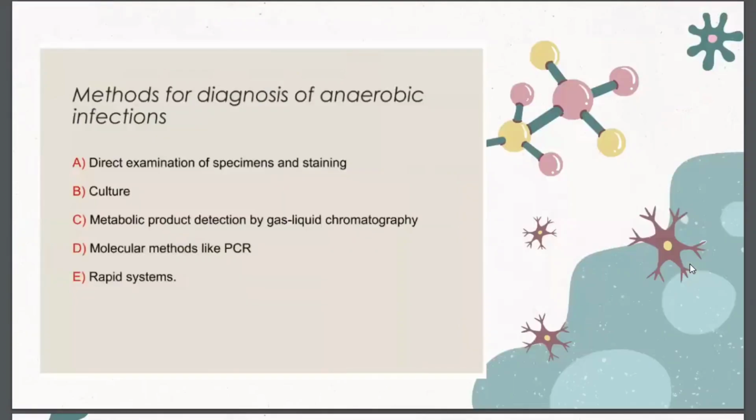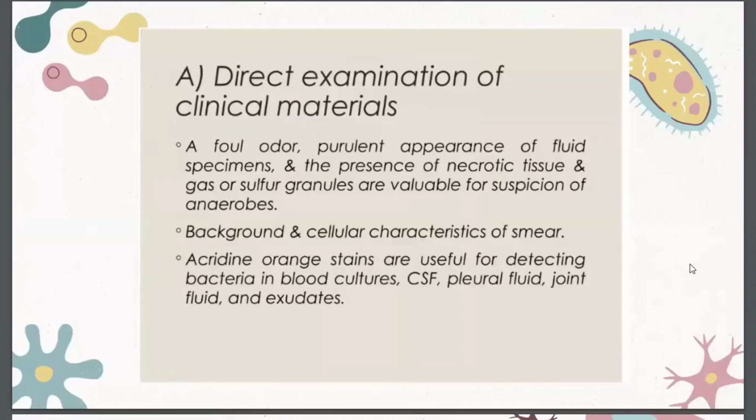So there are 5 methods for diagnosis of anaerobic infection. They are direct examination of specimens and staining, culture, metabolic product detection by gas liquid chromatography, molecular methods like PCR, and also the rapid systems. So first, let's discuss the direct examination of clinical materials.